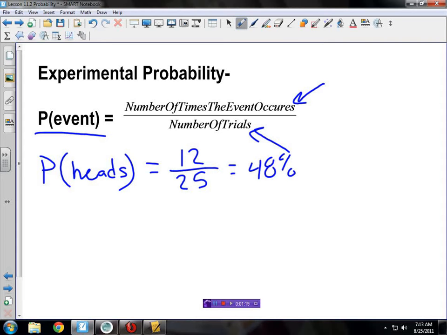Some of you might be saying, well, I know that flipping a heads is 50%, so you must have done it wrong. Well, experimental probability isn't the exact probability, it's just the probability of what we've known so far. This percentage will get closer and closer to the known probability of 50% with more and more trials, but with only 25 trials, it might be a little bit off one way or another.